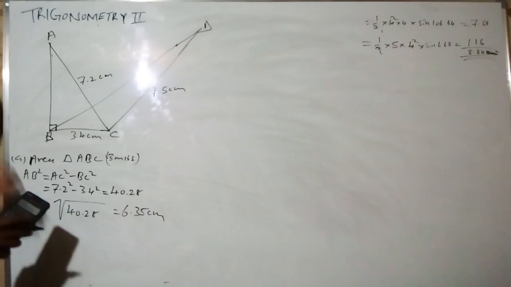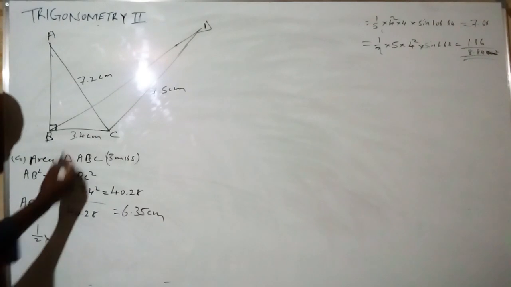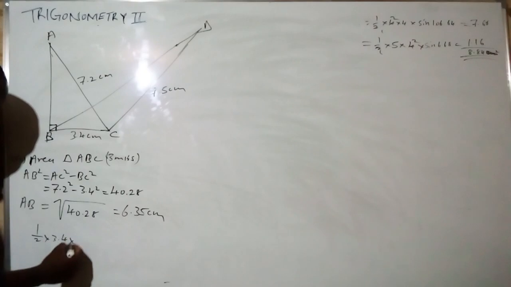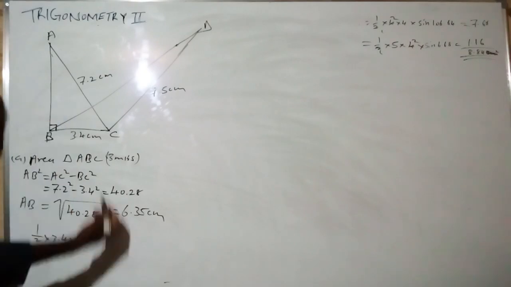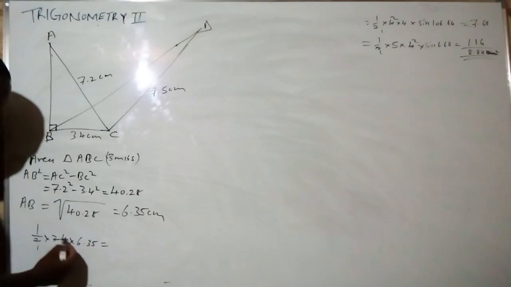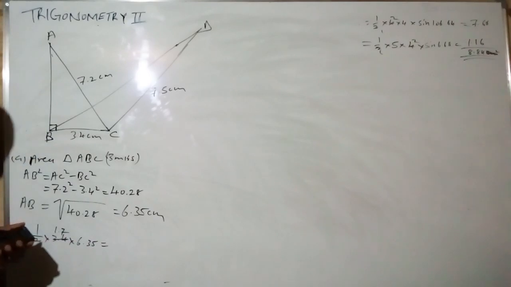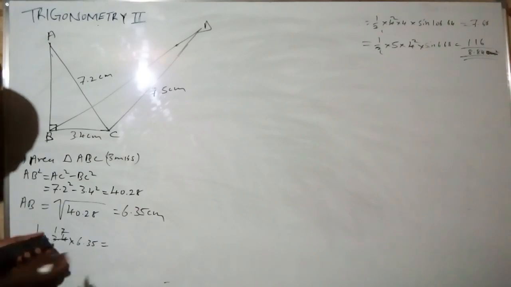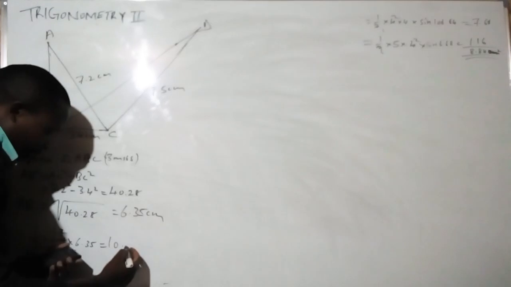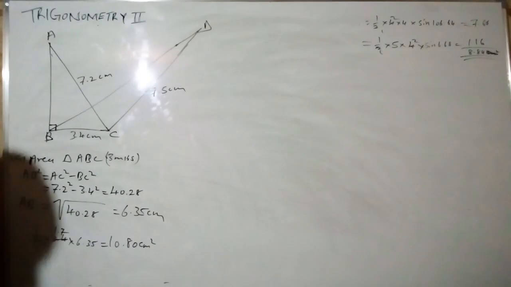After getting AB, we can use the area of a triangle. We have the base 3.4, the height is 6.35. So 1.7 times 6.35, and we get 10.80 centimeters squared. That is the area. Those are 3 marks.